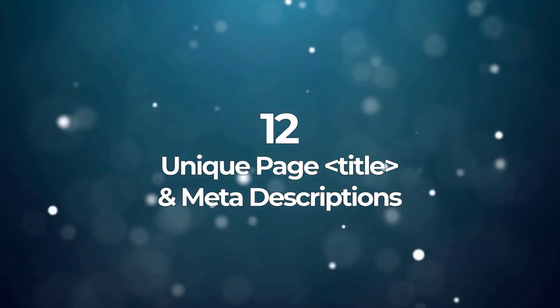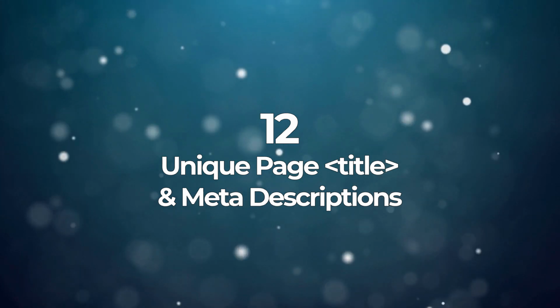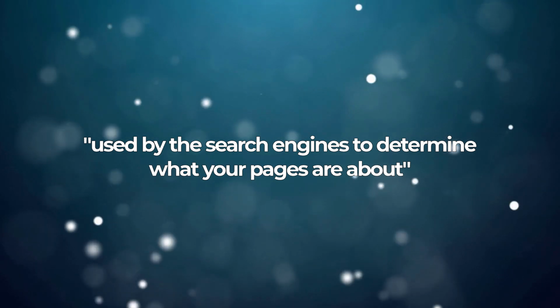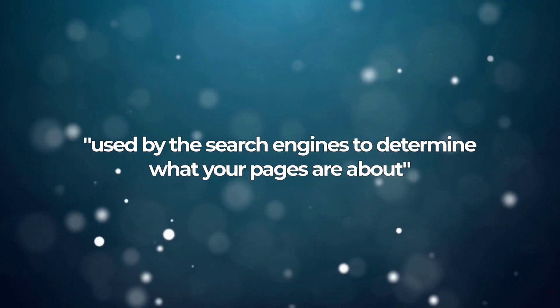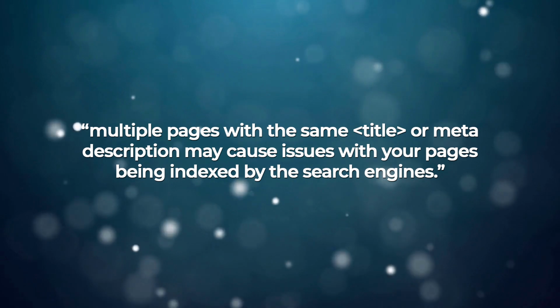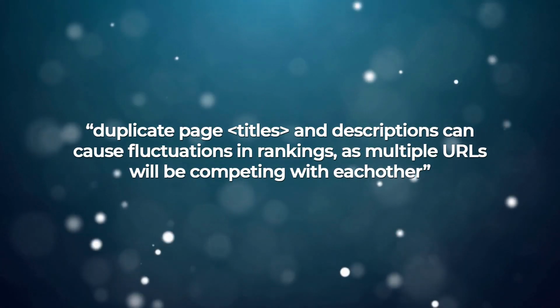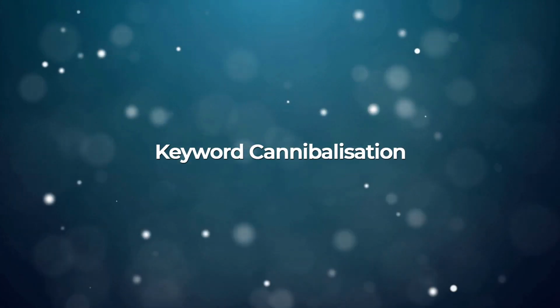Number 12. Unique page titles and meta descriptions. I mentioned earlier that your page title and meta description are used to describe to the search engines what the subject or topic of your page is about. If you have multiple pages with the same title or description, it may cause issues when the search engines index your pages. They may not be able to accurately determine which page on your site is intended to rank for which keyword. This can result in fluctuations in rankings where Google displays different pages within its search results each day. This problem is referred to as keyword cannibalization.